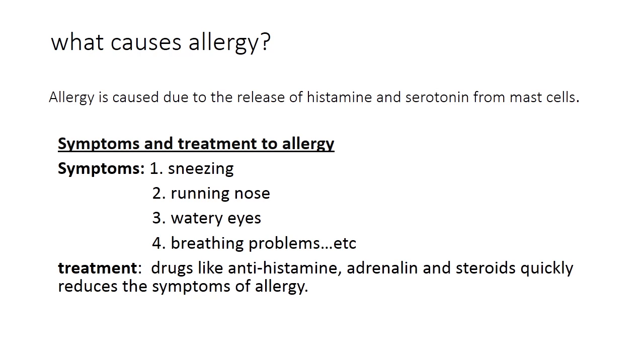Then symptoms and treatment. Some of the symptoms we have already discussed, and some I have listed here. Sneezing is one of the symptoms. Then runny nose. Then watery eyes, so water starts coming out of the eyes continuously because of allergens. Then breathing problems. This is a very common symptom in children present in metropolitan cities, because when they are exposed to air pollutants, it may be dust or smoke, which leads to breathing problems in children. Finally, in extreme conditions, it will lead to asthma.